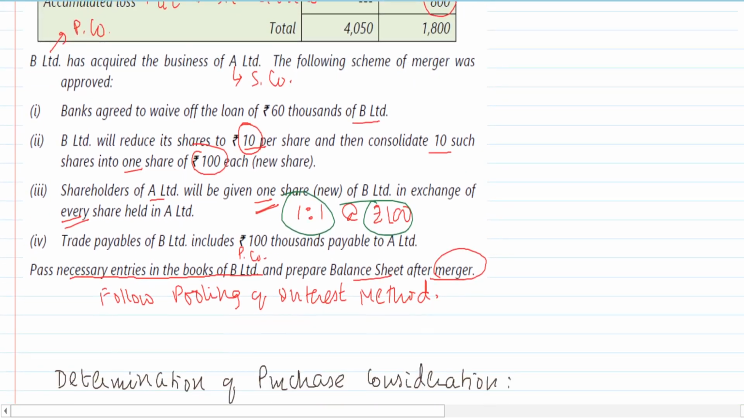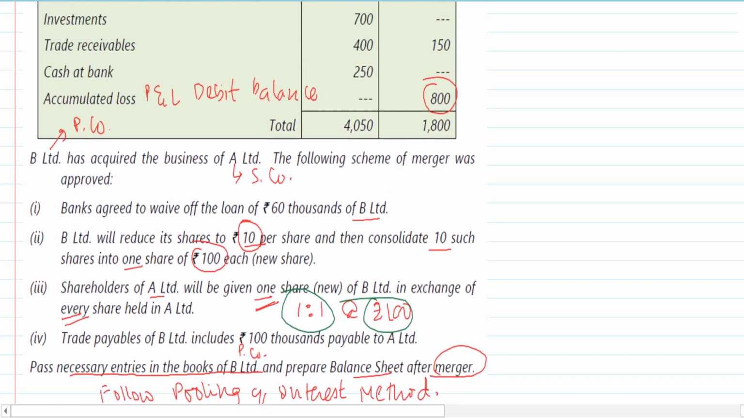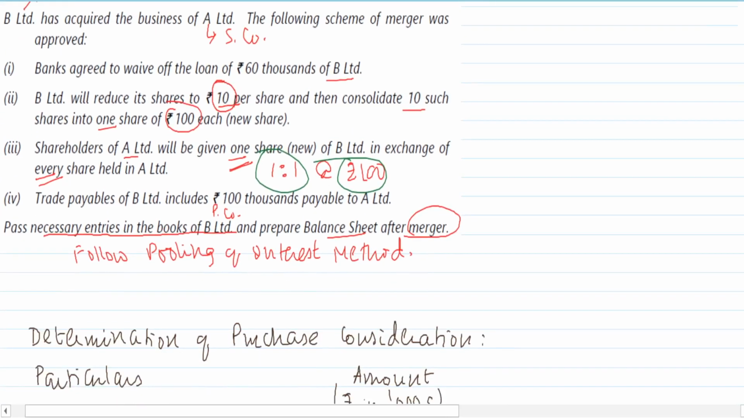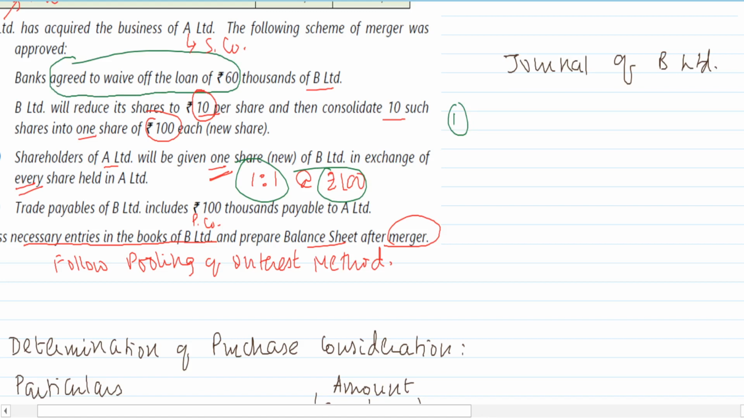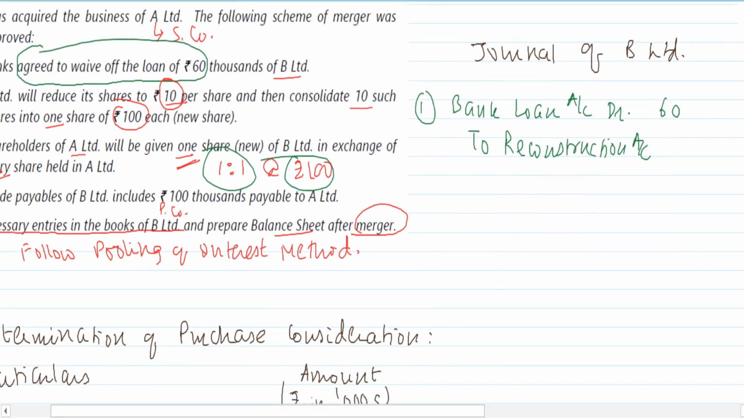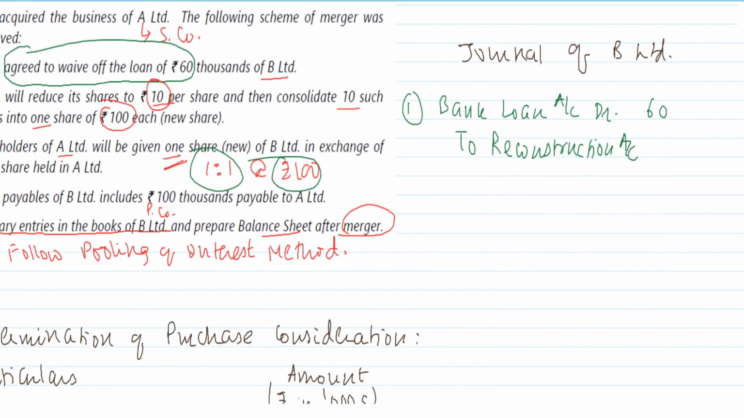The question is to prepare the journal. Okay, supposed to prepare the journal. So we say journal of B Limited. They are saying banks have agreed to waive off the loan of 60,000. So our loan will reduce by 60,000. So bank loan account debit 60, to reconstruction account. You can even open capital reduction account, but reconstruction account is a better choice of words. To reconstruction account 60. Narration, I'm leaving it to you.